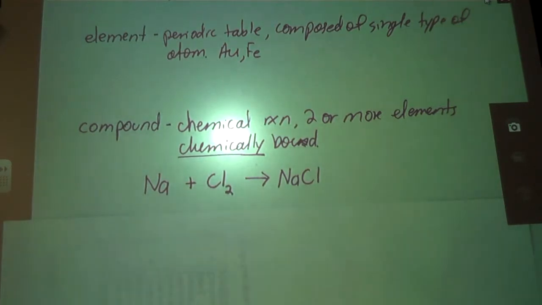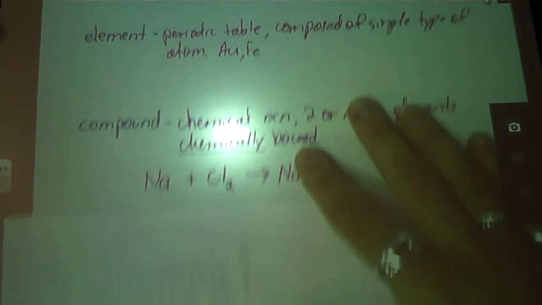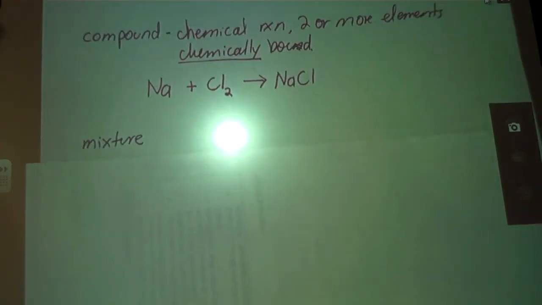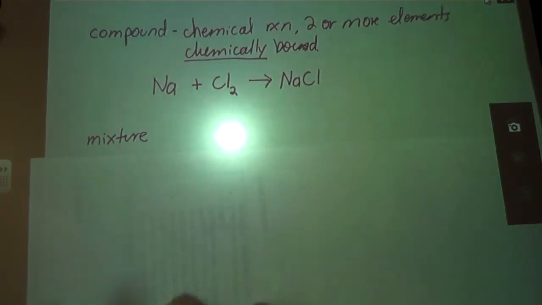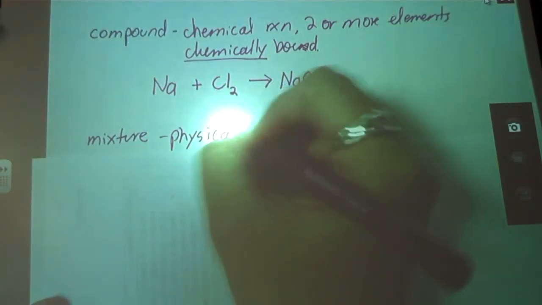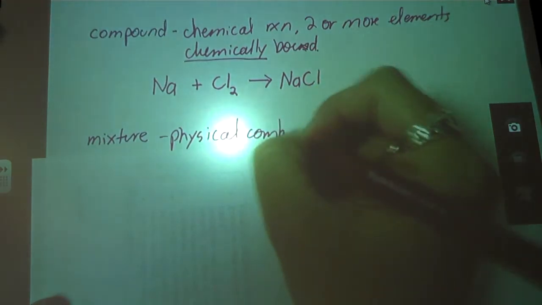So your new compound usually has absolutely nothing in common with your original elements. And this is one way that I can combine these 2 or more elements. The other way is called a mixture, and you are well familiar with mixtures. Mixtures, you take things, you stir. There is no chemical reaction involved. This is a physical combination.